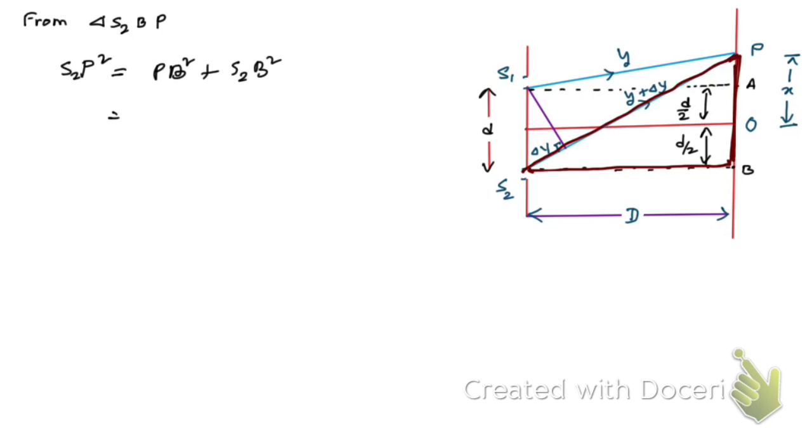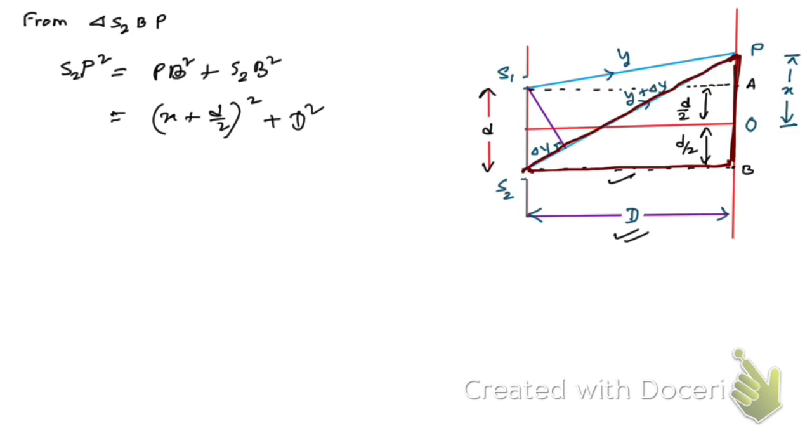Now this length PB is equal to x plus d by 2. This portion is d by 2, plus x. So instead of d by 2 we can write x plus d by 2. So PB square is x plus d by 2 whole square. Now this S2B is nothing but D, so this is D square here.